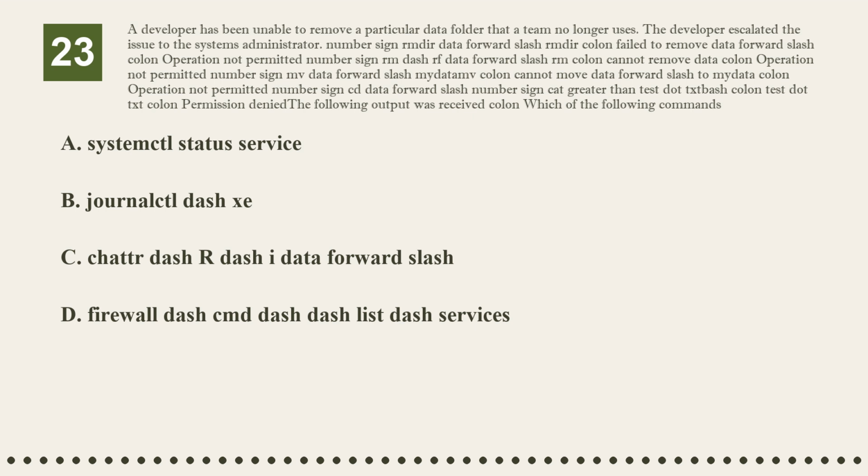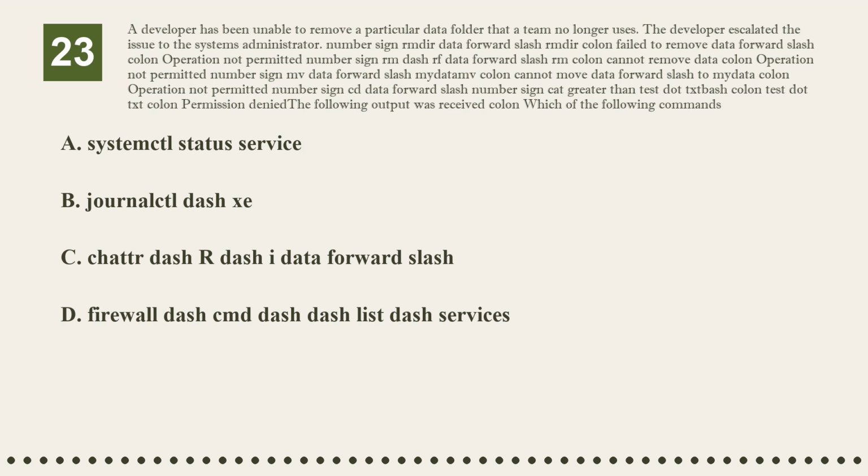# rmdir data/ rmdir: failed to remove data/: operation not permitted. # rm-rf data/ rm: cannot remove data: operation not permitted. # mv data/ mydata: cannot move data/ to mydata: operation not permitted. # cd data/ cat > test.txt bash: test.txt: permission denied. The following output was received. Which of the following commands?